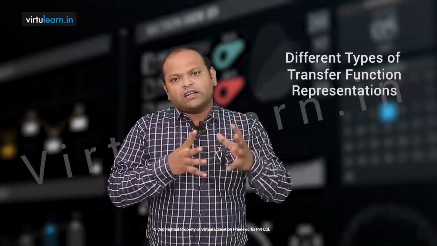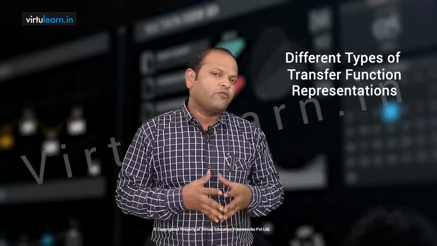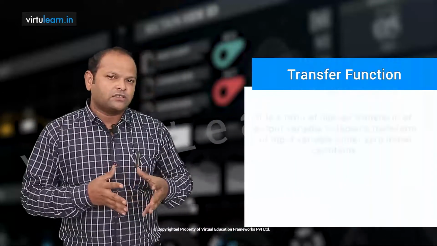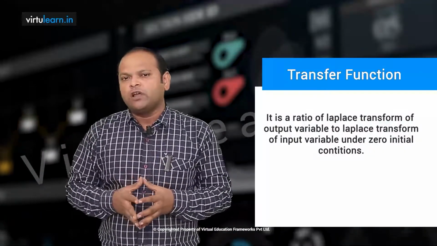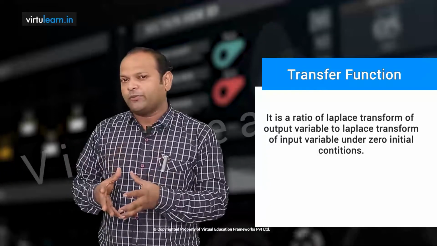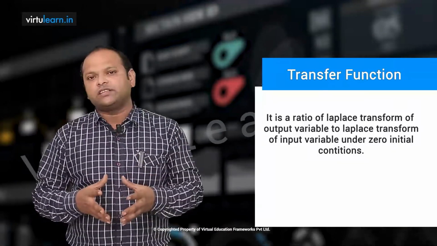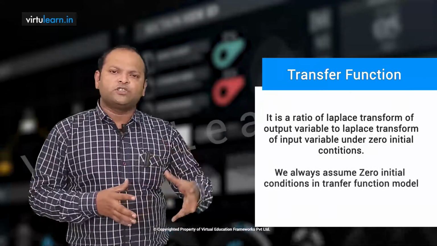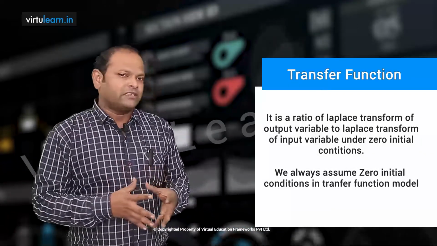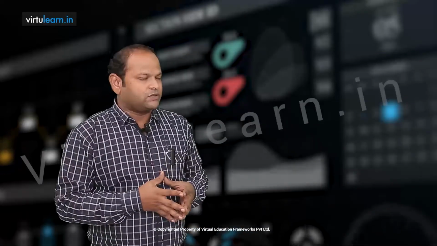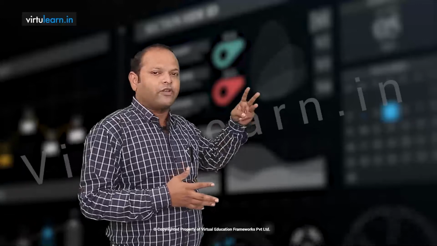We will see what are the different types of transfer function representations. Now we know the transfer function definition. Transfer function is a ratio of Laplace transform of output variable to Laplace transform of input variable under zero initial conditions. So we always assume zero initial conditions in transfer function model. Now how can we represent it in control systems? Basically there are three ways of representations.